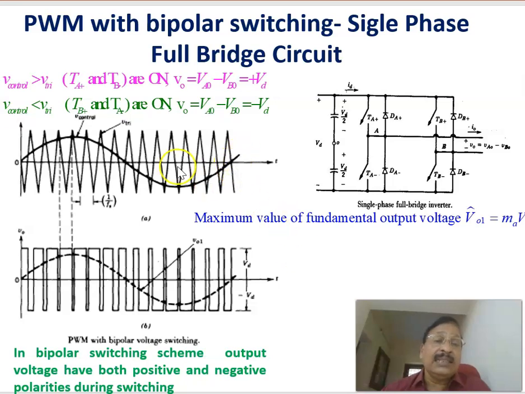Another thing is that to change the frequency of the fundamental, you have to change the frequency of the modulating or reference signal. Therefore, in order to get variable voltage, variable frequency operation of this inverter, to change the maximum value of the fundamental voltage we have to change MA, the modulation index, or the magnitude of the reference signal. And to change the frequency of the fundamental output voltage, you have to change the frequency of the modulating signal, because our fundamental output voltage is in phase with the modulating signal. Thereby, you can get a variable voltage, variable frequency output from this inverter.